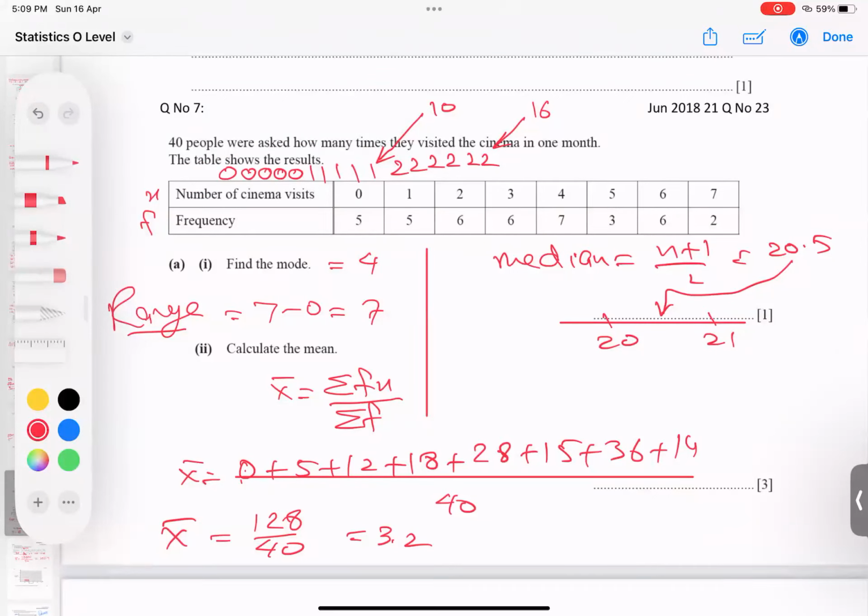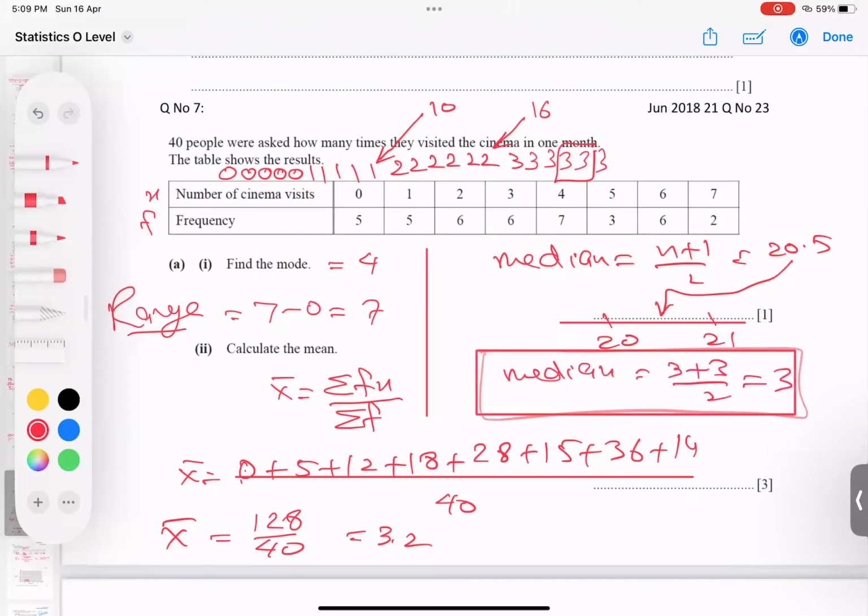I'm looking for the 20th and 21st terms. So now 3 comes 6 times: 1, 2, 3, 4, 5, 6. So 16, 17, 18, 19, 20, 21. So these are the two numbers I was looking for. So the median is 3 plus 3 divided by 2, and I got 3. Alhamdulillah Rabbil Alameen. I hope the concept is clear. If not clear, I repeat. I will add these values until I get the 20th and 21st numbers.